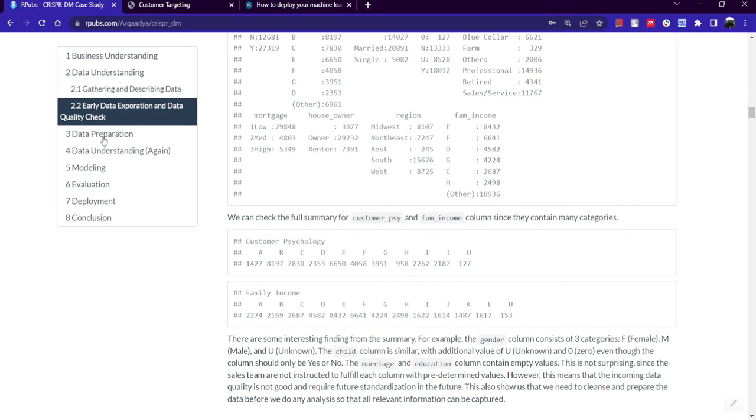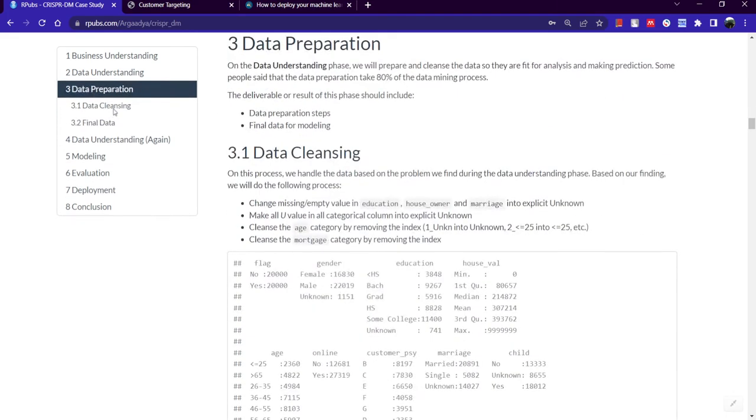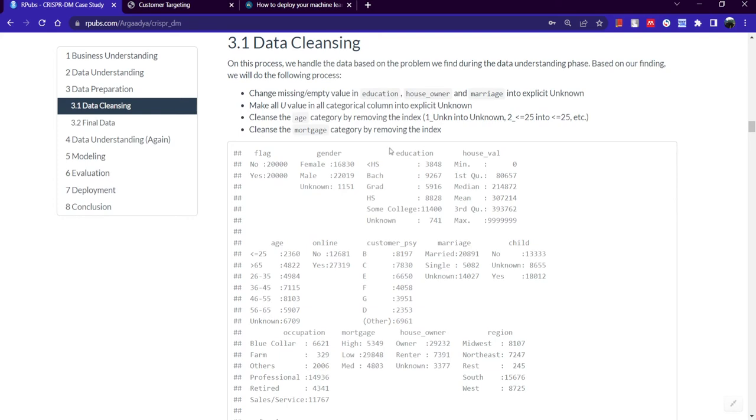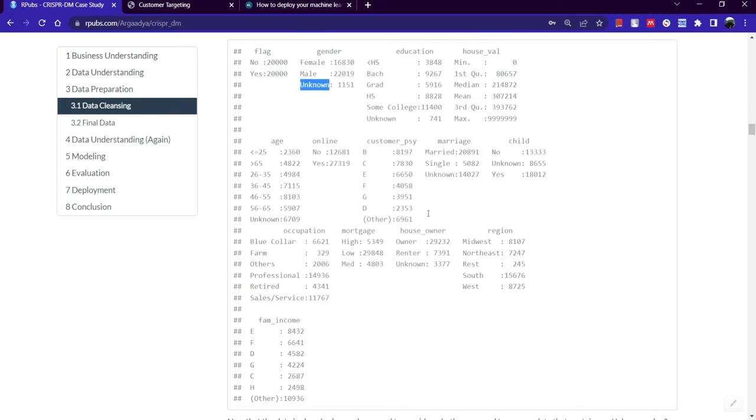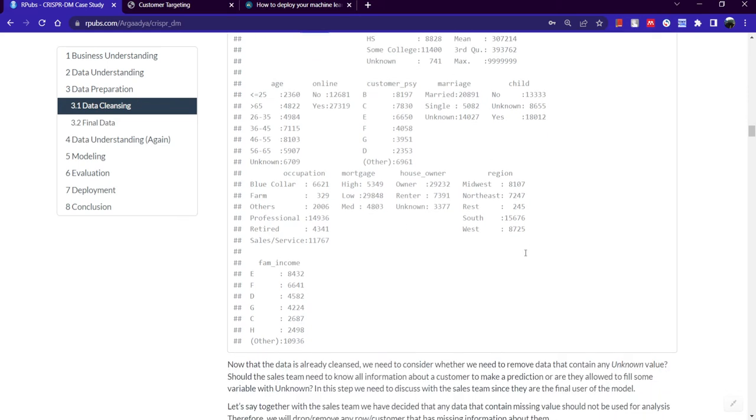Then we move into data preparation. Under data preparation, we have data cleansing. After they've done data cleansing, the data set has ended up looking like this, so you can compare between them. As said, for example, instead of having N and Y, they make it clear: no and yes. Unknown used to be U, now it's written out. They took those leading numbers because the data was used by the sales department, so they wanted to make sure it looks neat for further analysis.